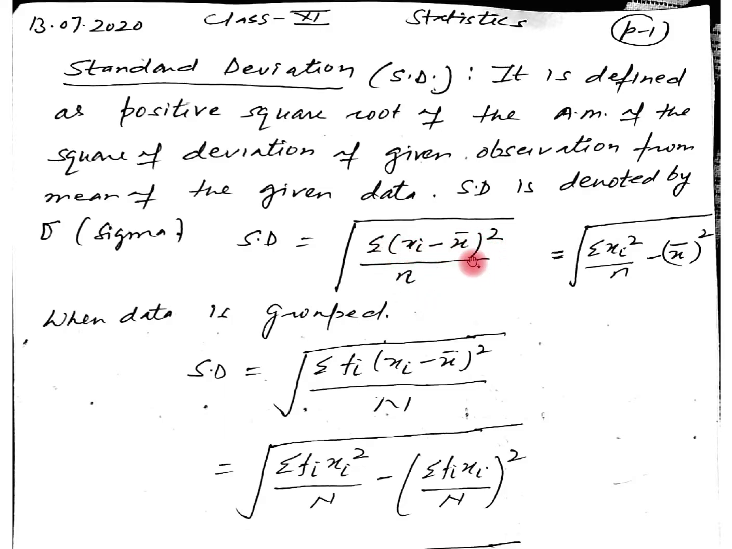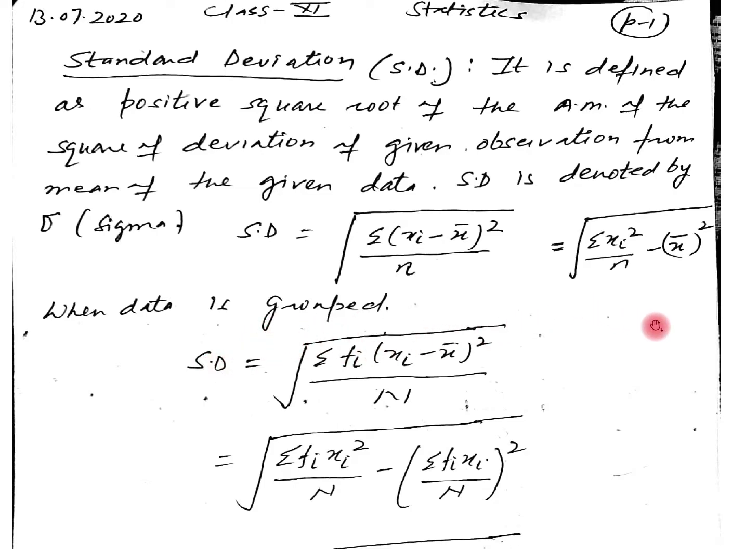And simplifying this expression, we get the positive square root of sigma xi square upon n minus x bar whole square. Either we can use this result or that result in our calculation when the data is given to be ungrouped data. Now, if the data is grouped, it means frequency is given to us.